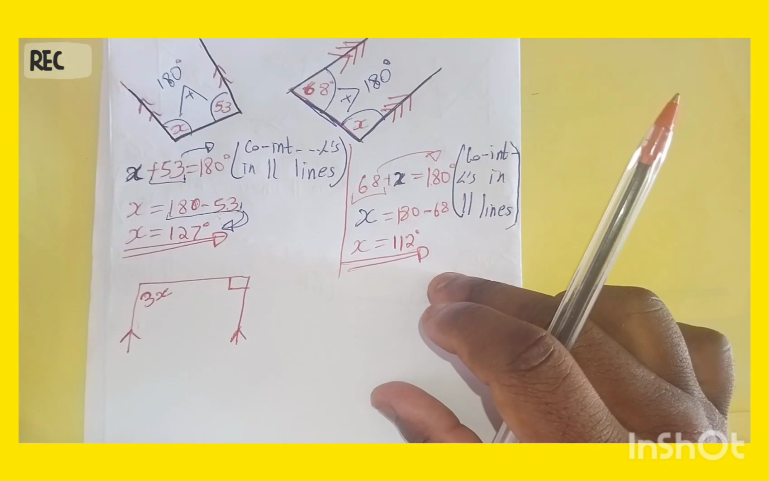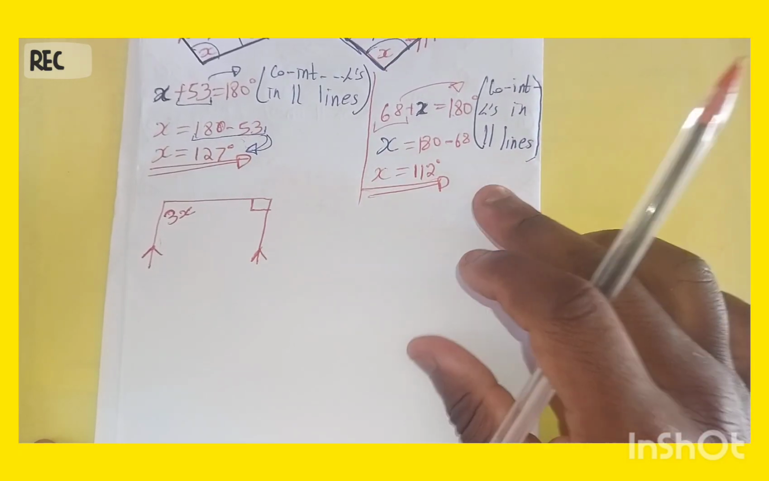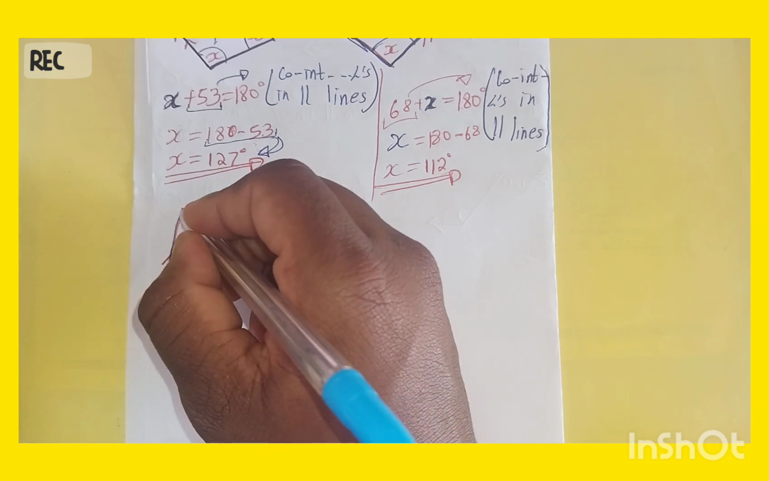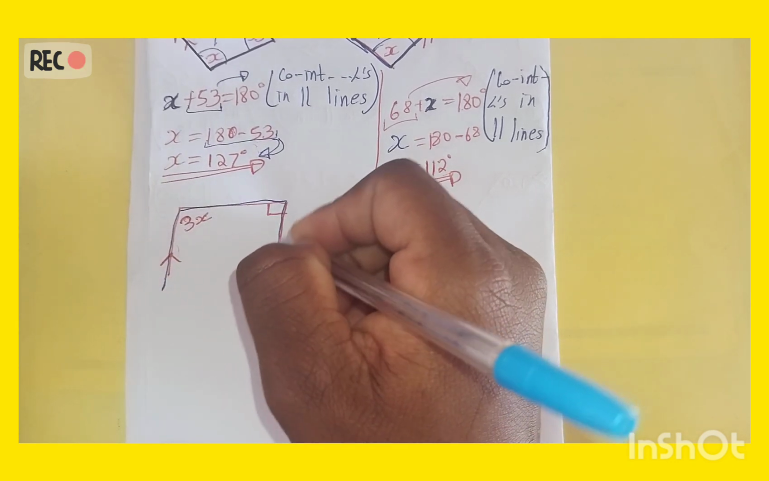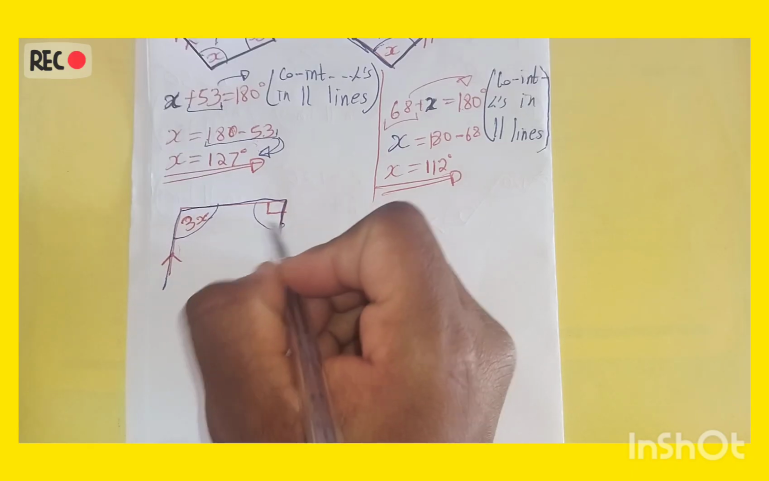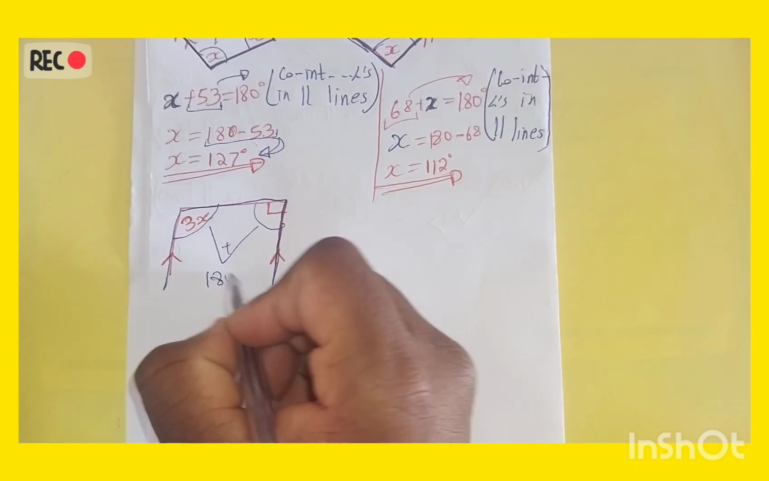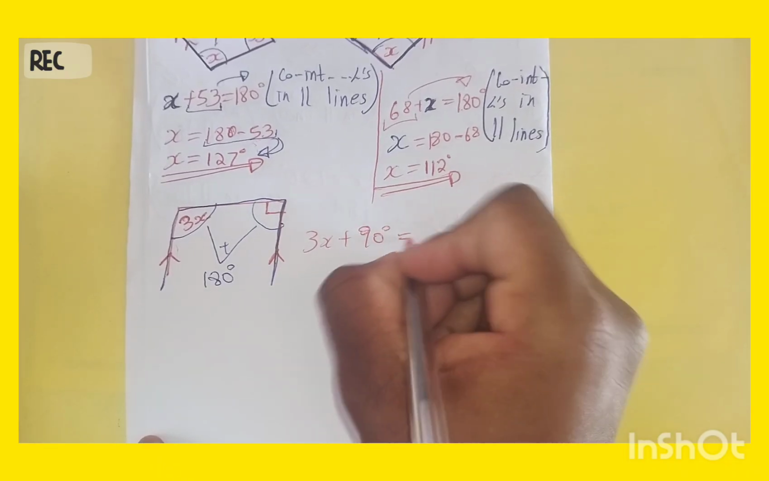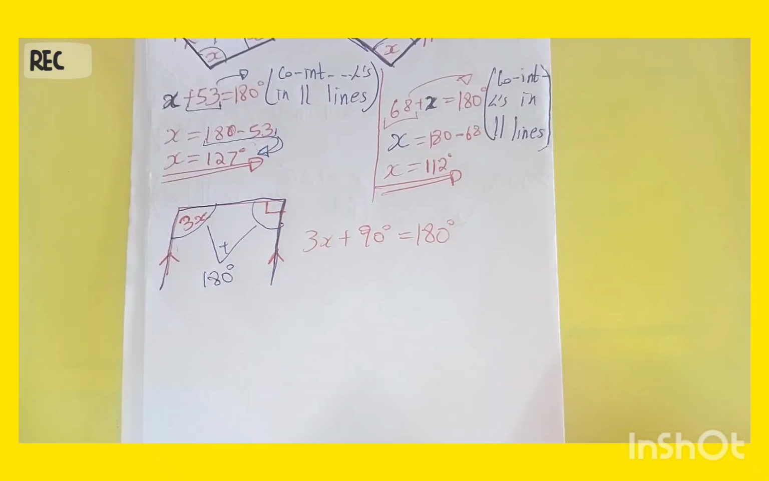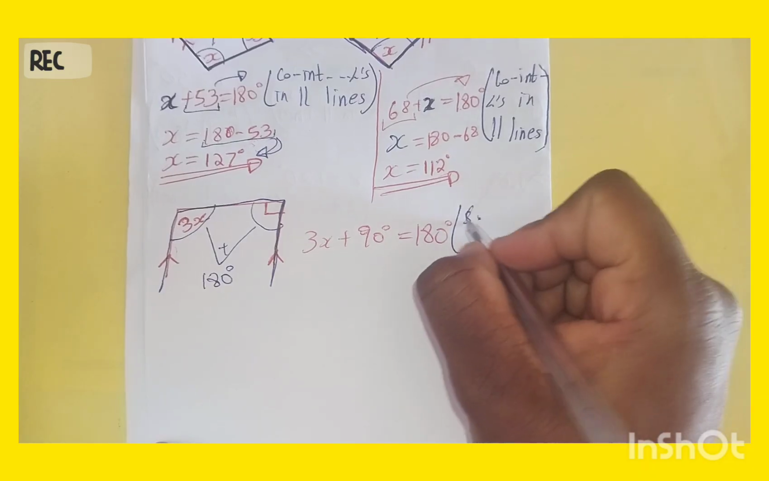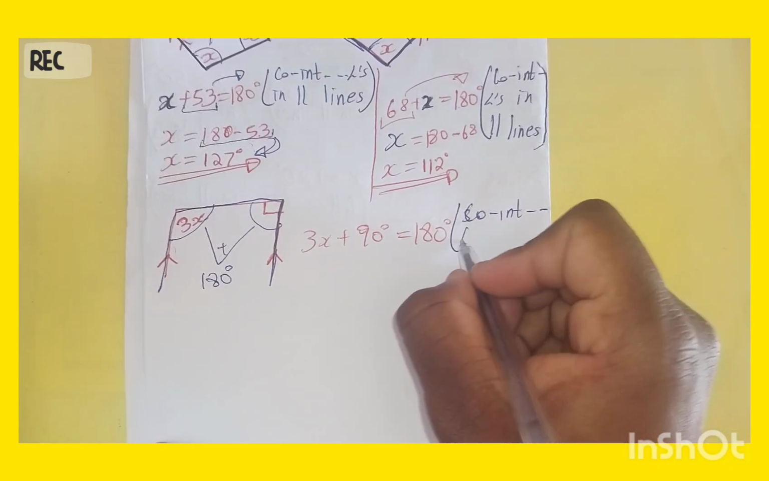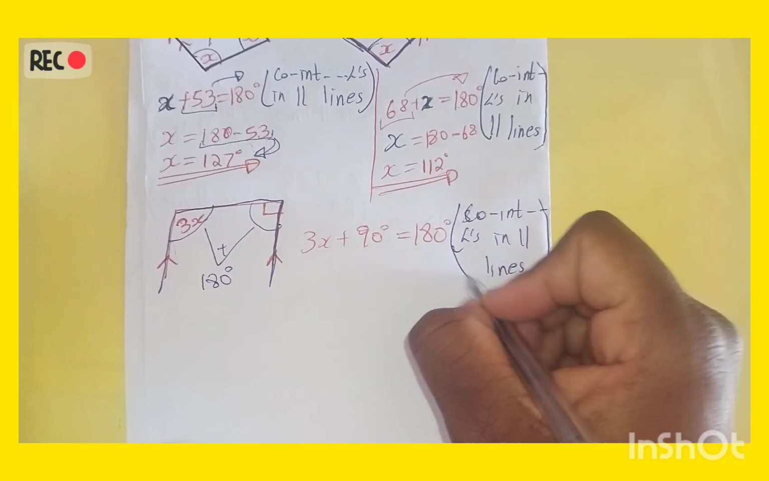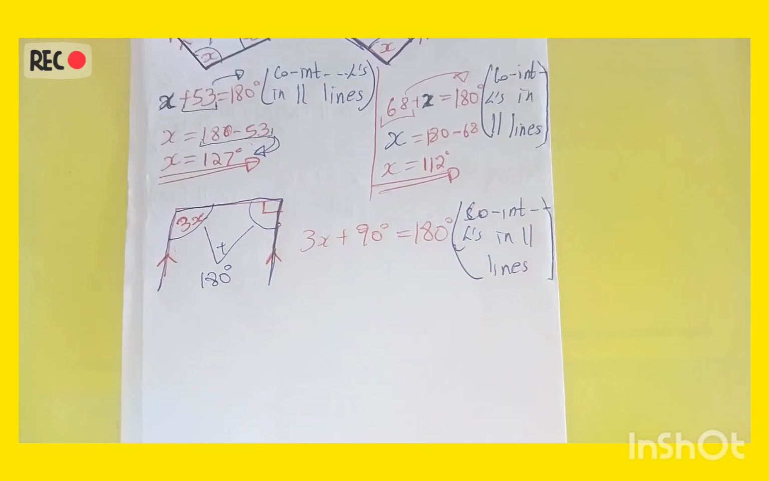Straightforward, guys. Then what about this one? For such a question, since these two lines are parallel and I'm able to form the shape of U, it means that this and that, when I add them, should give me 180 degrees. Meaning that 3x plus 90 should give 180 degrees. The reason is that those are co-interior angles in parallel lines.